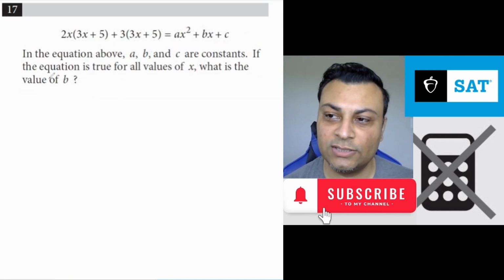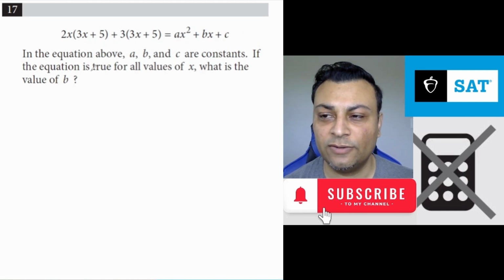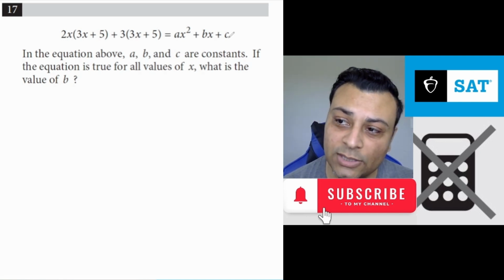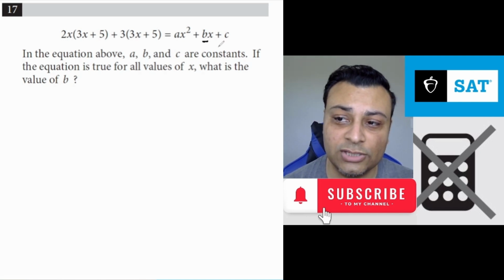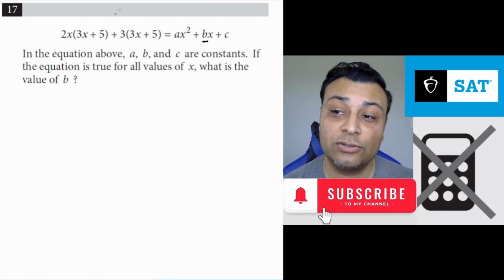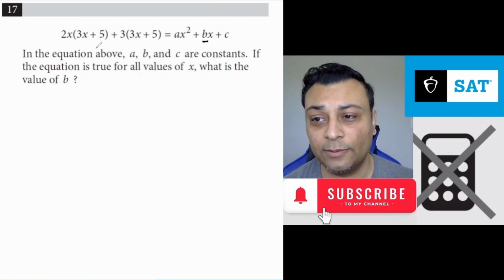Question 17 says, if all that equals ax squared plus bx plus c, in the equation above, a, b, and c are constants. If the equation is true for all values of x, what is the value of b? Now b is the coefficient of x. Just the coefficient of x. So how about we distribute all of this out and then compare.